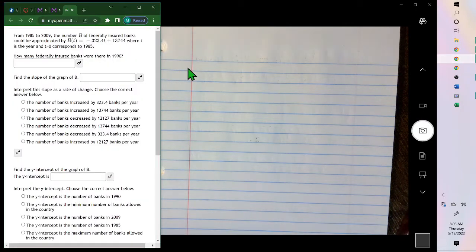Hello. For these two problems, from 1985 to 2009, the number B of federally insured banks could be approximated by this equation where T is the years and T sub 0 is 1985. So each time you're given a year, you need to subtract 1985 to find the number of years after that.